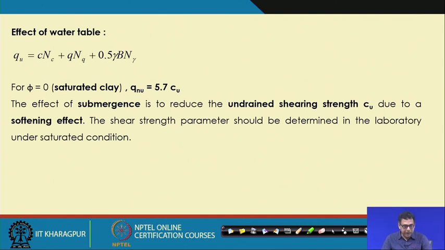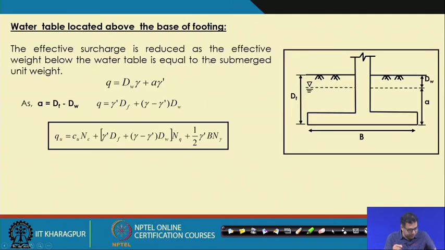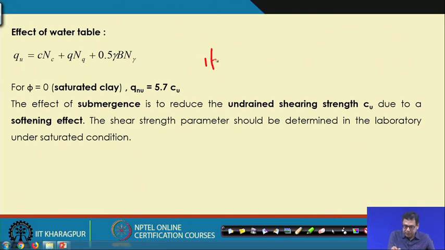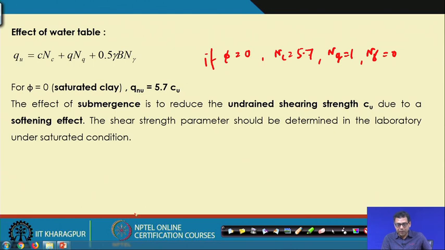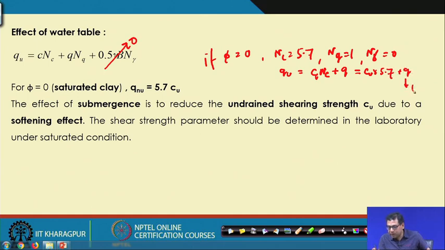Now, for this water table effect, this is the final expression, and now if our phi is equal to 0, as I mentioned, Nc is equal to 5.7, Nq equal to 1 and N gamma is equal to 0. Okay? So, this N gamma term will vanish and Nq will remain, so finally the expression for q ultimate will be c Nc plus q, equal to Cu, the undrained coefficient, into 5.7 plus q. Now, this q is equal to gamma into Df. So, this is the ultimate bearing capacity.